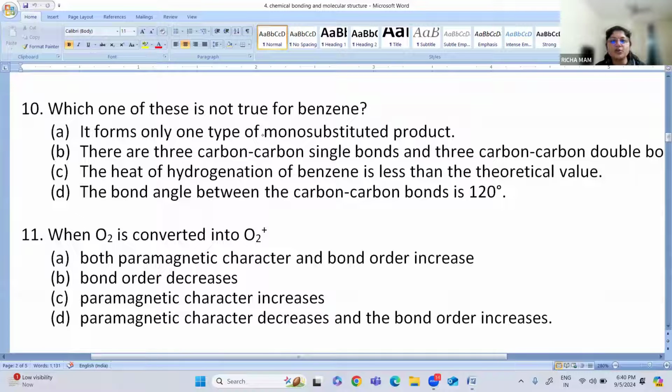Which one of this is not true for benzene? A, it forms only one type of monosubstituted product. B, there are 3 carbon-carbon single bonds and 3 carbon-carbon double bonds. C, the heat of hydrogenation of benzene is less than the theoretical value. D, the bond angle between the carbon-carbon bond is 120. These are the points, and you have to tell which is not true. Yes, which is not true, students? Try to answer.